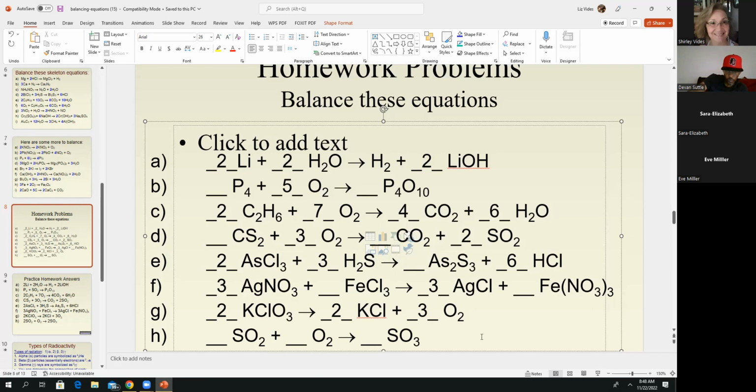All right, what would you do with H? You put a 3 in front of the SO2. A 3 in front of this one? Yes, ma'am. And then a 2 in front of the other. Okay, yeah, that way it becomes 6. Now, are we balanced as far as the oxygen goes?